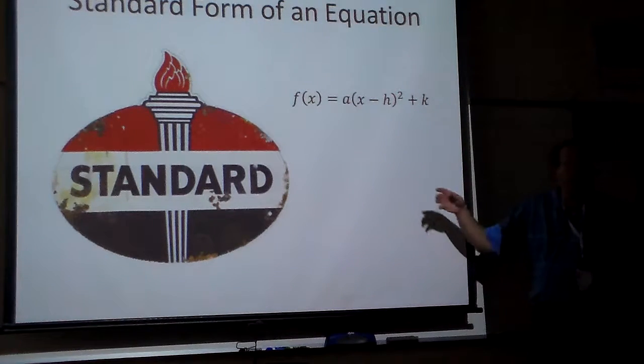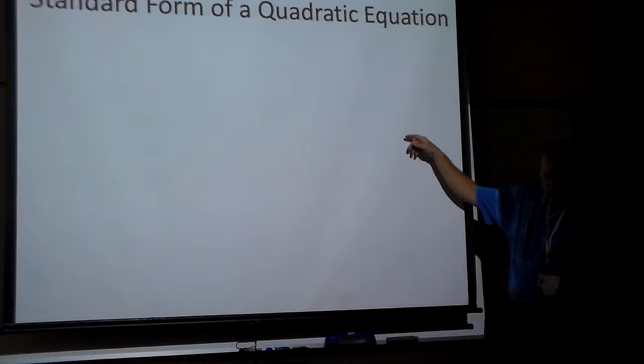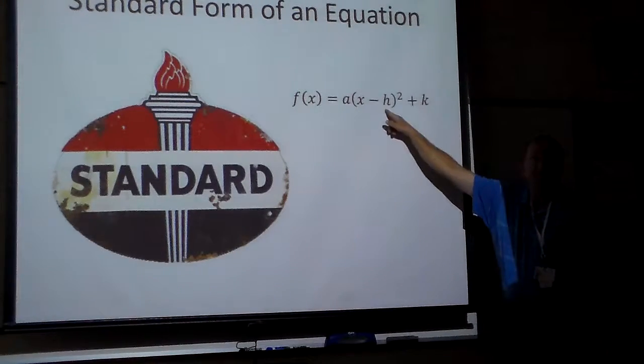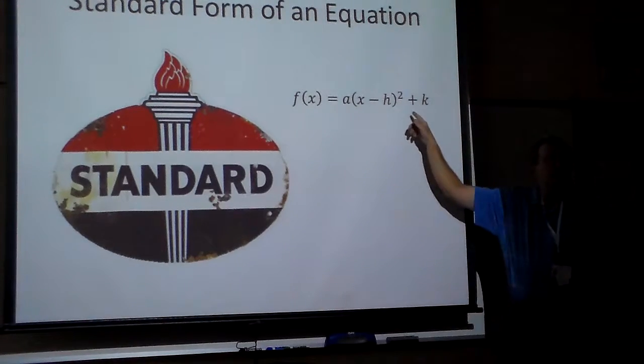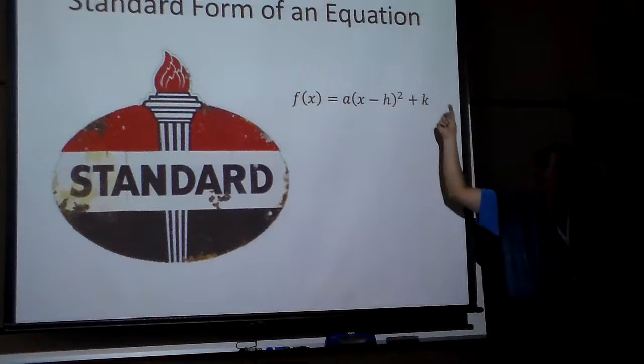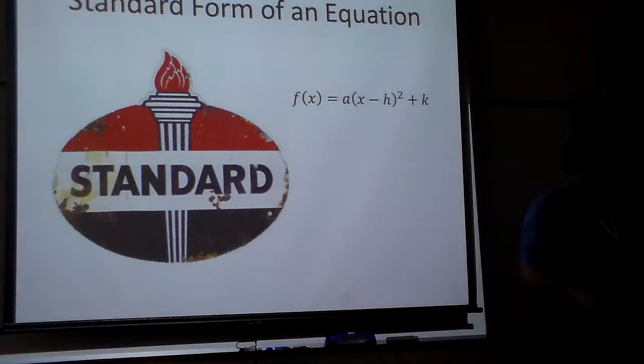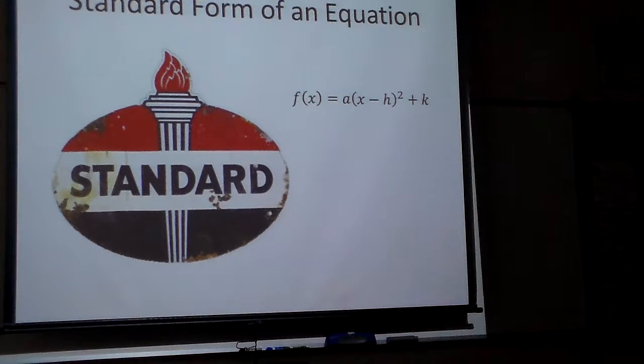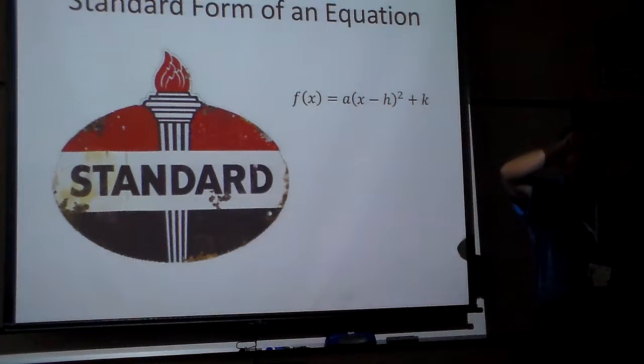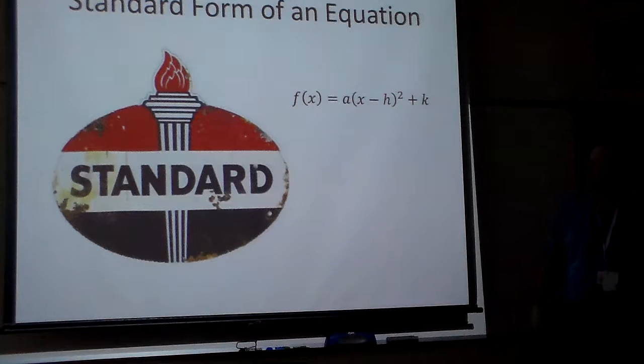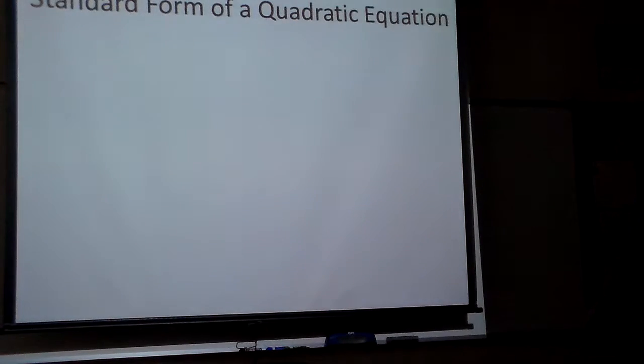And what's nice about this (H, K) is the vertex. So if you have it in this form, you can graph it very quickly by just putting a dot at the vertex. And the A will tell you if it's positive, you know it's going to go up. If it's negative, you know it's going to go down. So that's something that's very good and very helpful.